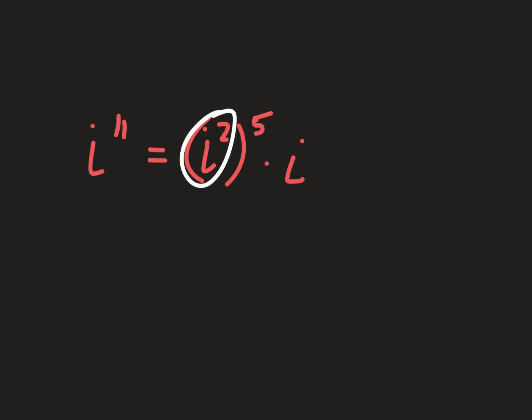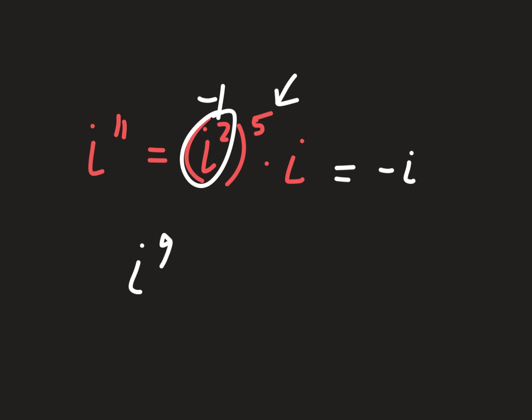Do you remember what i squared was? I said it was the most important thing you're supposed to remember from yesterday. Do you remember? I will not call on you, but how many of you know it in your head? Raise your hand. Okay, good. Most of you remember it's negative 1. Good. So then this is really just negative 1 to the 5th, and that's negative 1 times i, which makes negative i.